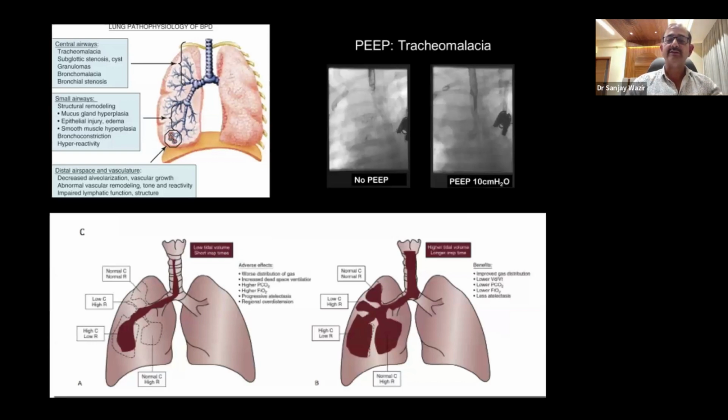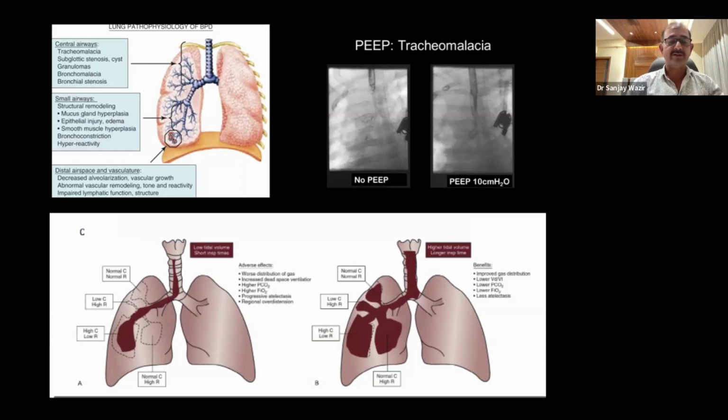So if you see, this is a child where there is a central airway problem in BPD which is causing tracheomalacia. There is a subglottic stenosis, there is a granuloma, there is a bronchomalacia, and in smaller airways there is structural remodeling which causes mucous gland hyperplasia and smooth muscle hyperplasia, bronchoconstriction, hyperreactivity. All these things would result in a disturbed pathophysiology of BPD.